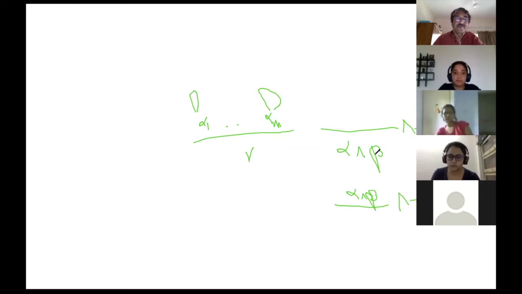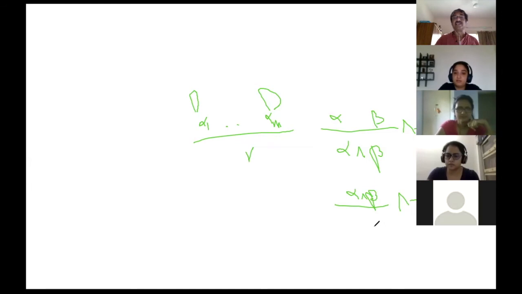Yes, Gayatri? Alpha and beta. Yeah, that's it. If you have already derived alpha as well as beta, then you can derive alpha and beta. Can you think of anything more natural than saying this? What about conjunction elimination? If I have already derived alpha and beta, what can I get out of it? Yeah? Kamalika? What am I getting out of it?